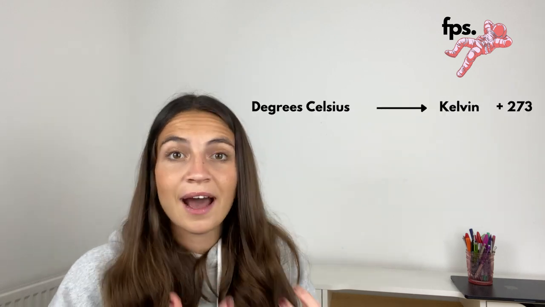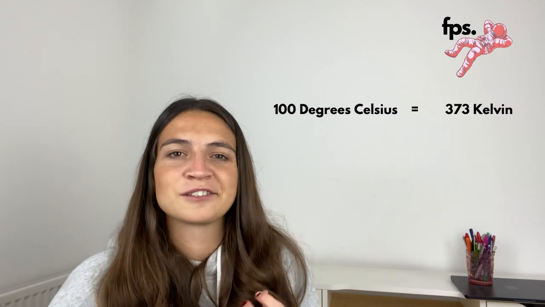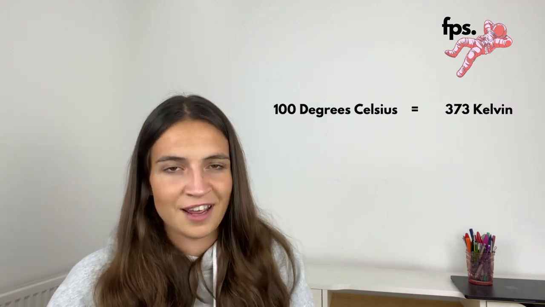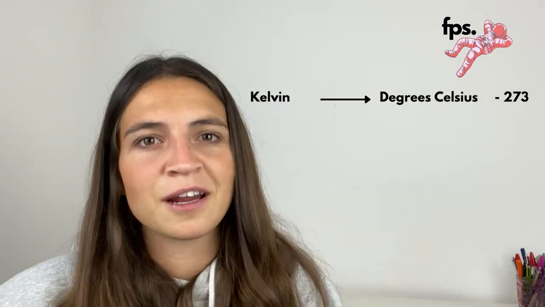Let's do a quick example. At what temperature in Kelvin does water boil? Well, in degrees Celsius, water boils at 100 degrees Celsius. And to convert from Celsius to Kelvin, we add 273. So 100 degrees Celsius is 373 Kelvin. If I wanted to convert from Kelvin to degrees, then I'd minus 273.